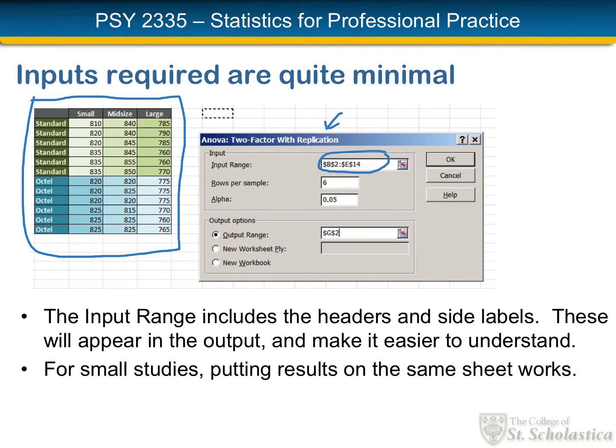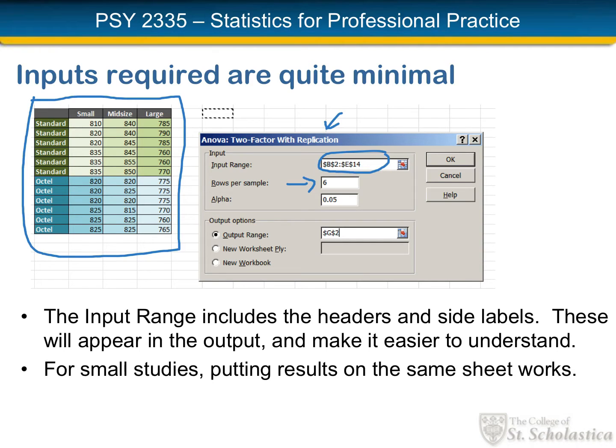Those labels will show up in the output, and it makes it much easier to understand. ANOVA will go about doing this with just the numbers, but the results are much more difficult to understand. It asks me how many rows there are per sample, which lets us know that this particular type of two-factor ANOVA requires that I have groups of the same size.